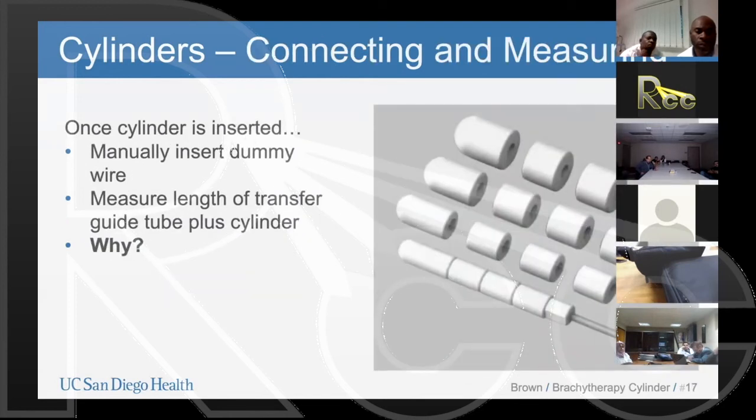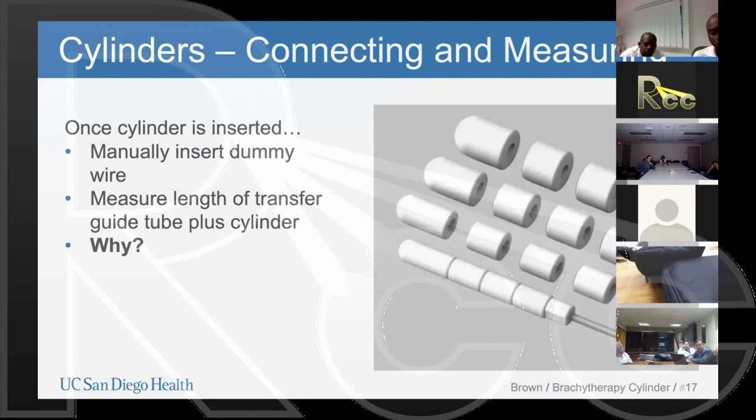Once the cylinder is inserted, just like we're going to do with all of our brachytherapy treatments, we're going to manually insert a dummy wire. So this is a wire that essentially mimics the radioactive source wire, but it doesn't have any radiation. And we'll use that to measure the length of the transfer guide tube plus the cylinder. Why would we want to do that?